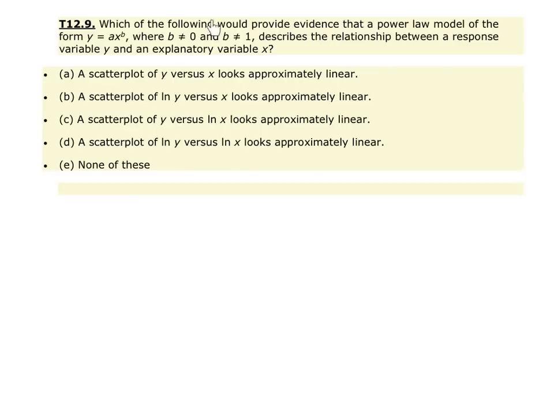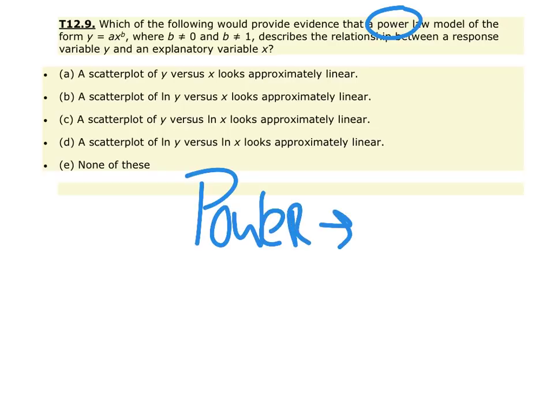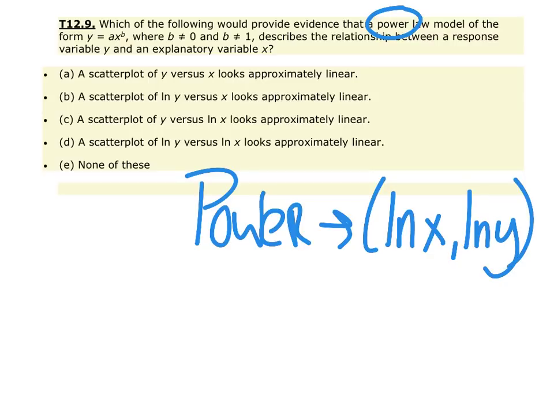Number 9, which of the following would provide evidence that a power law model of the form y equals a x to the b, where b is not equal to 0 and b is not equal to 1, describes a relationship between a response variable of y and an explanatory variable of x? What you want to take away from this is a power function. If they tell you you have a power function and you need to linearize it, all you need to do is take the log or natural log, it doesn't matter, of x and the log or natural log of y. That's how you handle power functions.